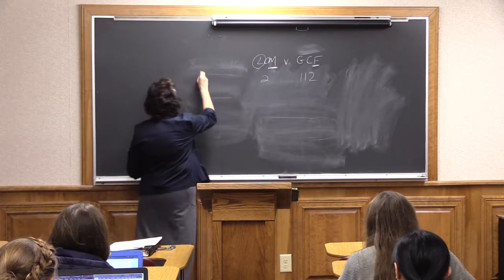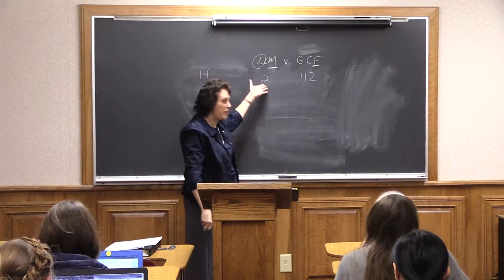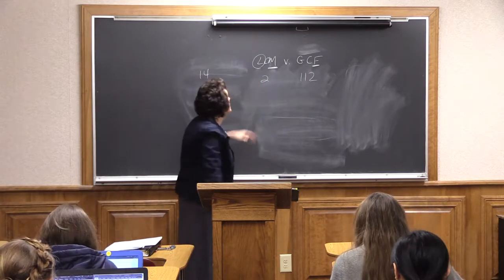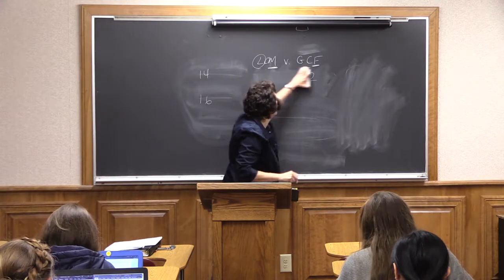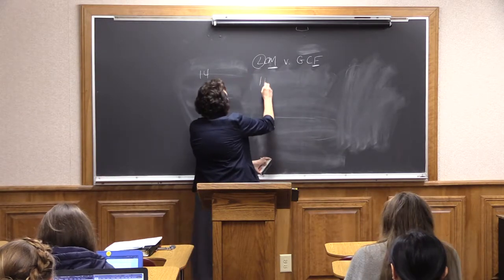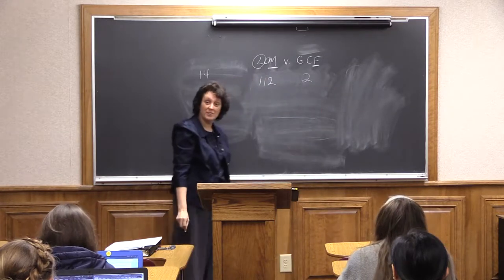So if I have 14 and 16 and I'm asking what's the least common multiple, my brain wants to say 2. So there's two ways to combat this, because this looks weird. Least common multiple is 112. The greatest common factor is 2.